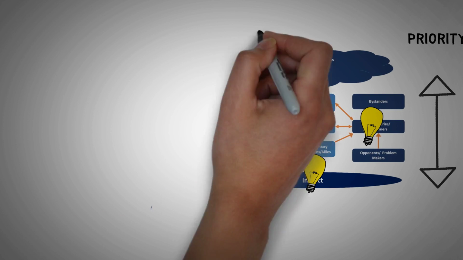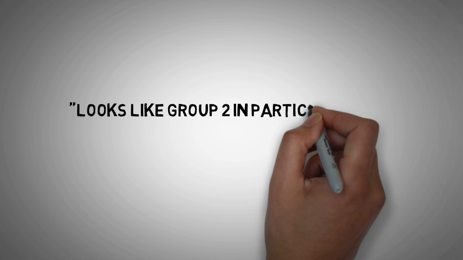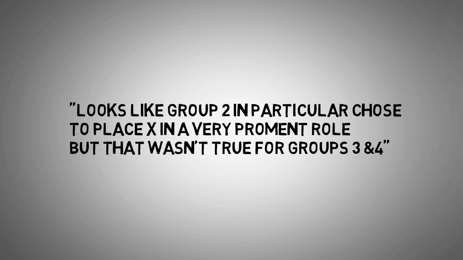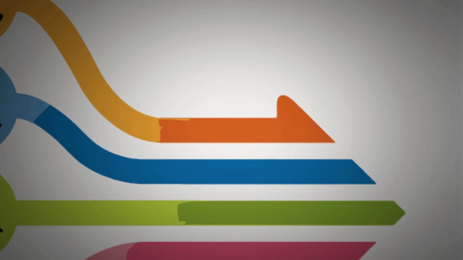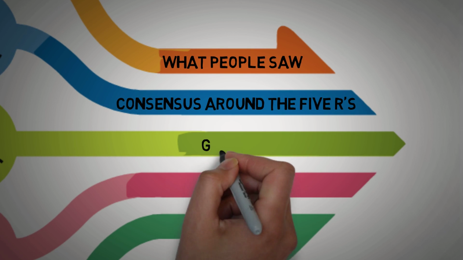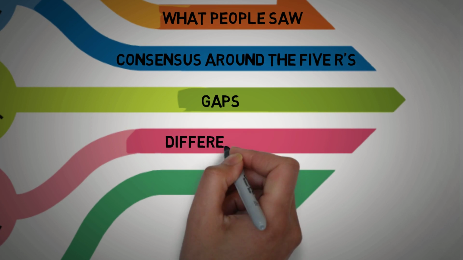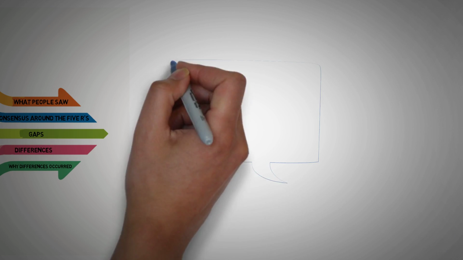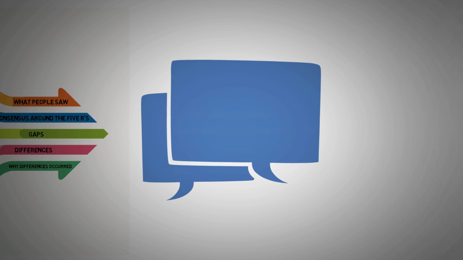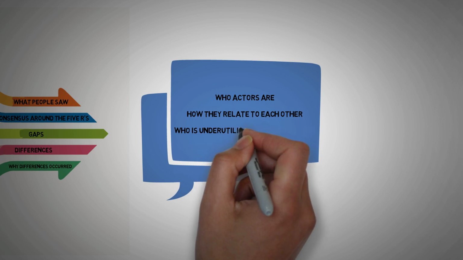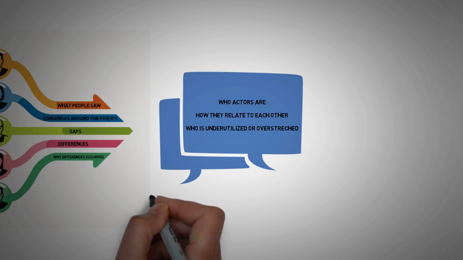For example, you can ask a question such as, "Looks like Group 2 in particular chose to place X in a very prominent role, but that wasn't true for Group 3 and 4." The purpose of the group discussion is to start deep conversations on what people saw, where there was consensus around the 5 R's, where the gaps were, where there were differences, and why those differences occurred. Discussing differences helps ideas emerge and unpacks multiple perspectives to generate conversation on who actors are, how they relate to each other, and who is particularly underutilized and overstretched.